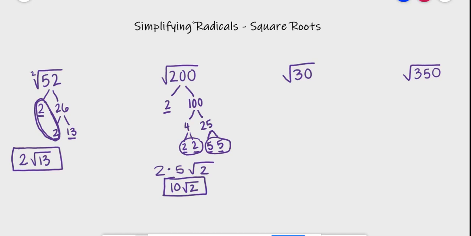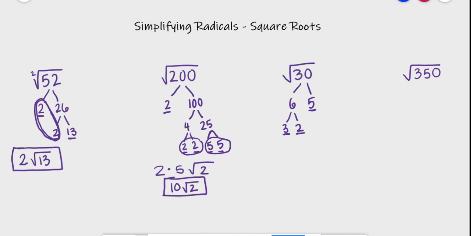All right, 30. 30 is 6 and 5. 6 is not prime because it can be broken into 3 times 2. 3 is a prime number because it is 3 times 1. So 1 and itself. 2 is a prime number. 5 is a prime number. So we have no 2 numbers that are the same, 3, 2, and 5.